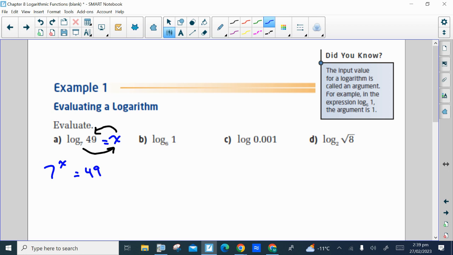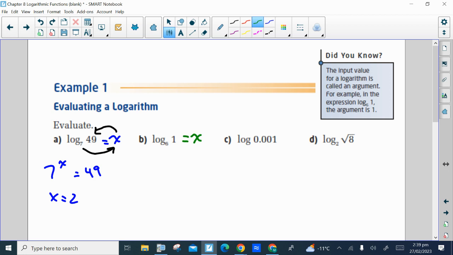So now what does x equal? Obviously, x equals 2, because 7 squared does equal 49. So we're beginning to see what a logarithm really means. When you have log base 7 of 49, it's really asking: 7 to what power is 49? That's what it's really asking. 7 to what power is 49?